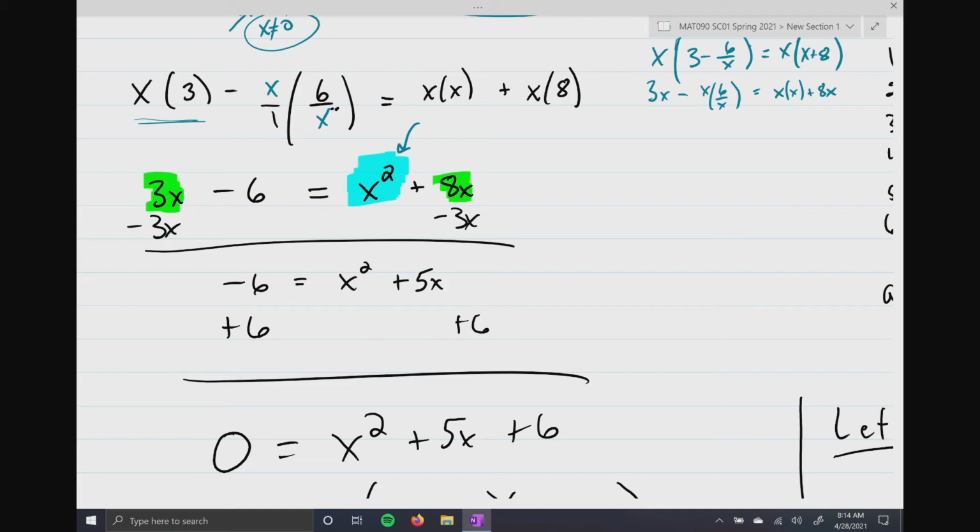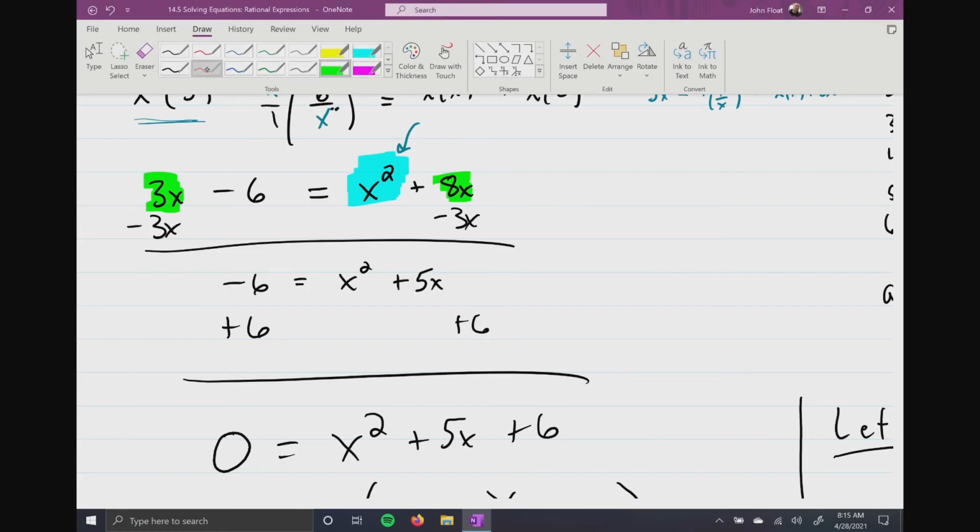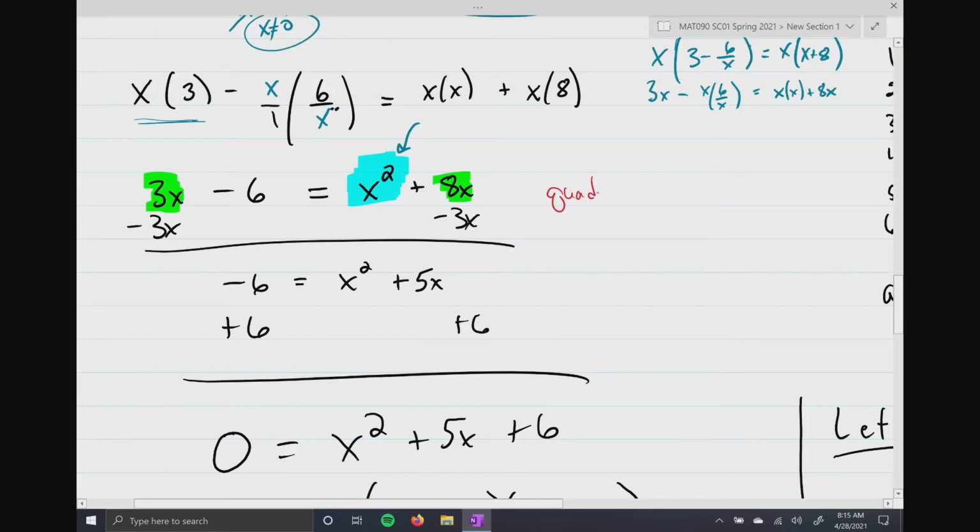So anyways, back to this. I get 3x minus 6 equals x squared plus 8x. We've already established the 3x and the 8x are linear. The x squared is quadratic. That is going to dominate because it's the highest exponent. So because x to the second power dominates, I know this problem is quadratic, which means I need to go through my steps to solve quadratic equations.